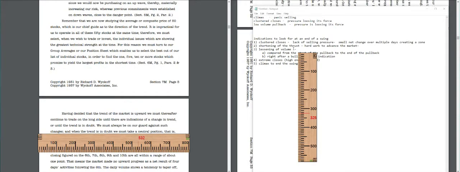And notice that the volume was to confirm the inference. The clustered closes was saying that, yeah, it was losing its force. Low volume there was helping confirm the inference that was indicated by the clustered closes.